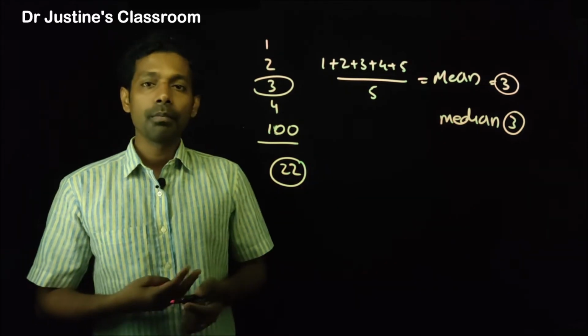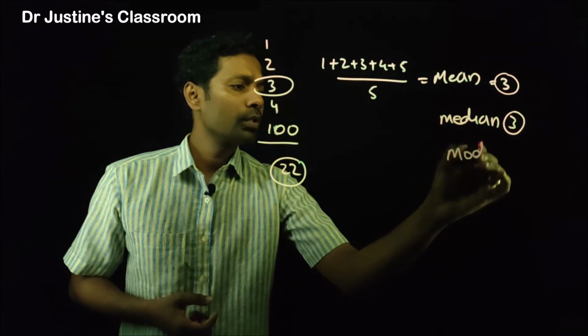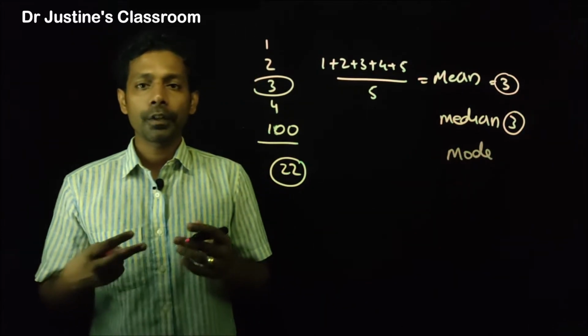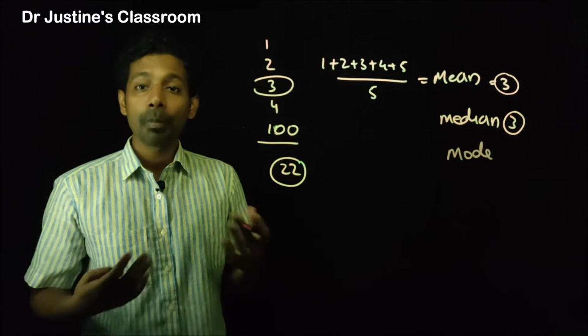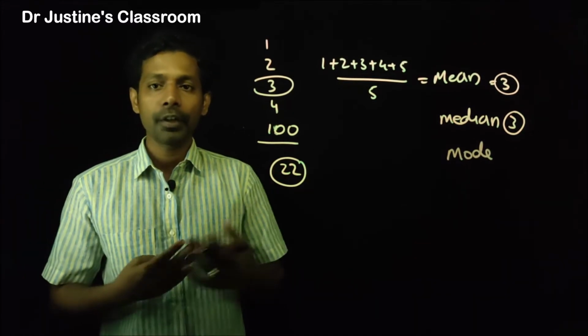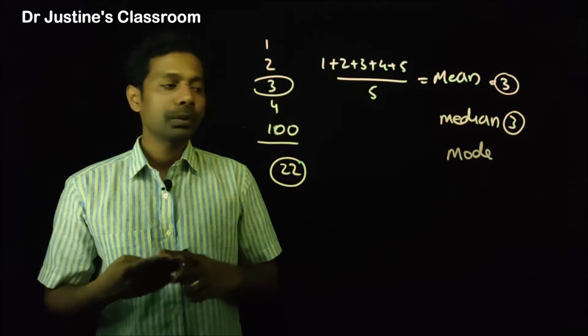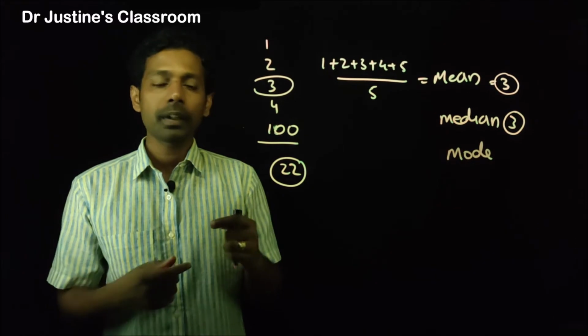And the third method is mode. Mode is basically used when you have categorical data. You generally call it nominal data. There are the levels of measurement, and I have done a video on this one: nominal, ordinal, interval, ratio. For nominal data, we use mode.